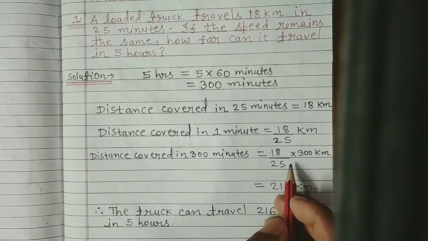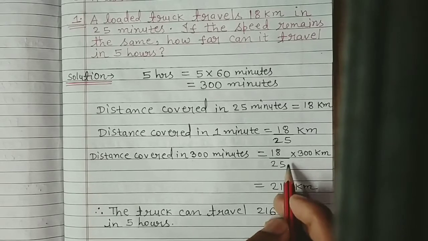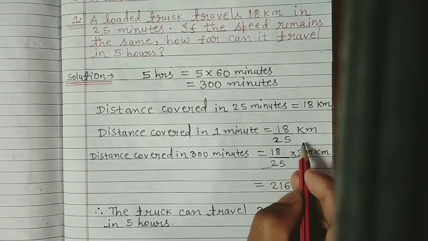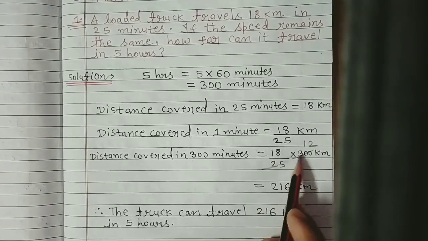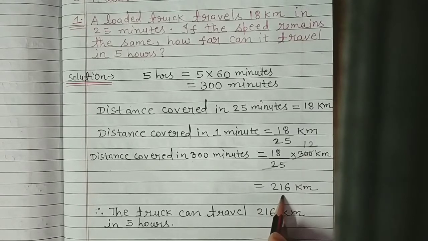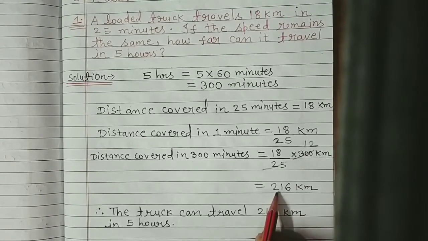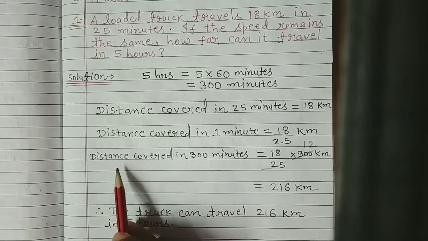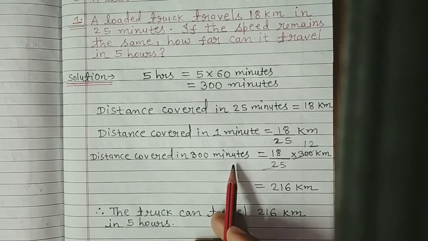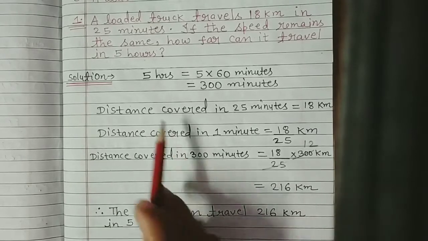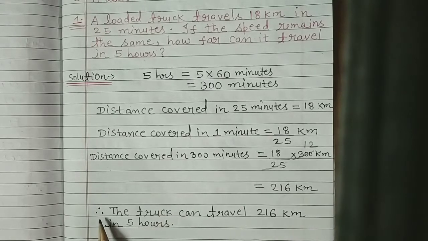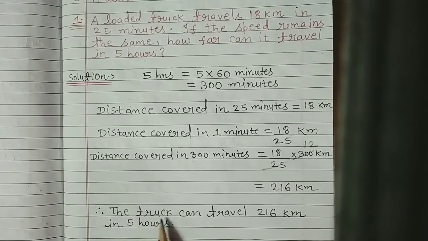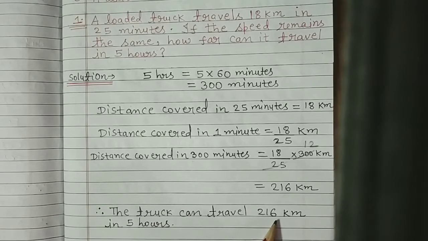Now this 25 will divide this 300, and the quotient will be 12. Now 18 into 12 is equal to 216 kilometer, and this is the distance covered by the loaded truck in 300 minutes, and 300 minutes is 5 hours. So we have got our answer. So I have written at the last, therefore the truck can travel 216 km in 5 hours. Clear?